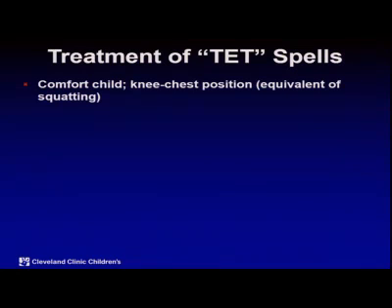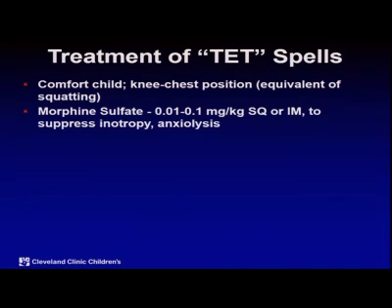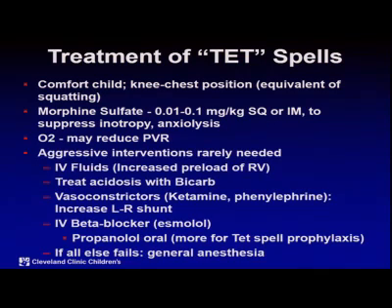So how do you treat a TET spell? You try to make them comfortable. You do a knee to chest position, which is the equivalent of squatting in older children, and you force back more blood to the right ventricle to open up that outflow tract. You give them morphine if you're in the hospital, which suppresses inotropy and gives them anxiolysis. You give them oxygen to reduce pulmonary vascular resistance. And then if things are not improving, you do more aggressive interventions. You give them IV fluid boluses to increase the preload of the right ventricle. You treat the acidosis with bicarbonate.